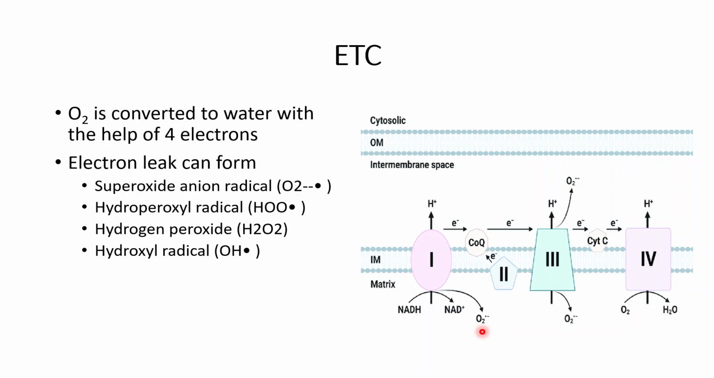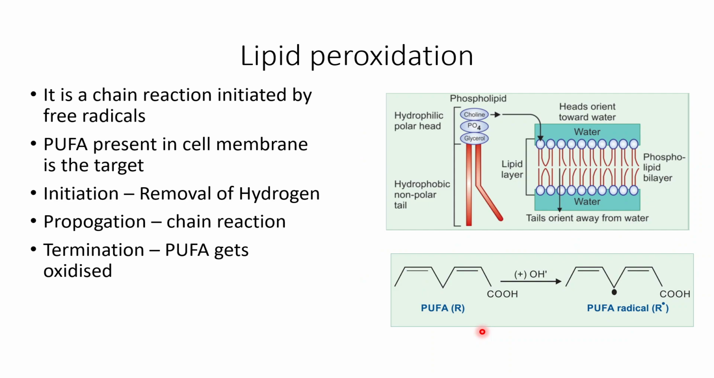Next, let us look at lipid peroxidation, and how lipid peroxidation leads to formation of reactive oxygen species. Now lipid peroxidation is a type of chain reaction which is initiated by free radicals. First let us try to understand what the lipid membrane is and what it is made up of.